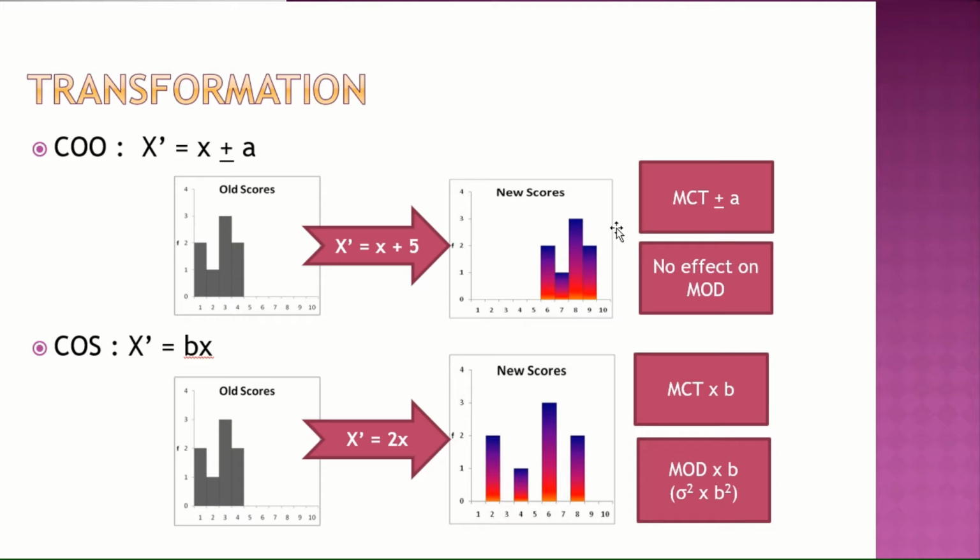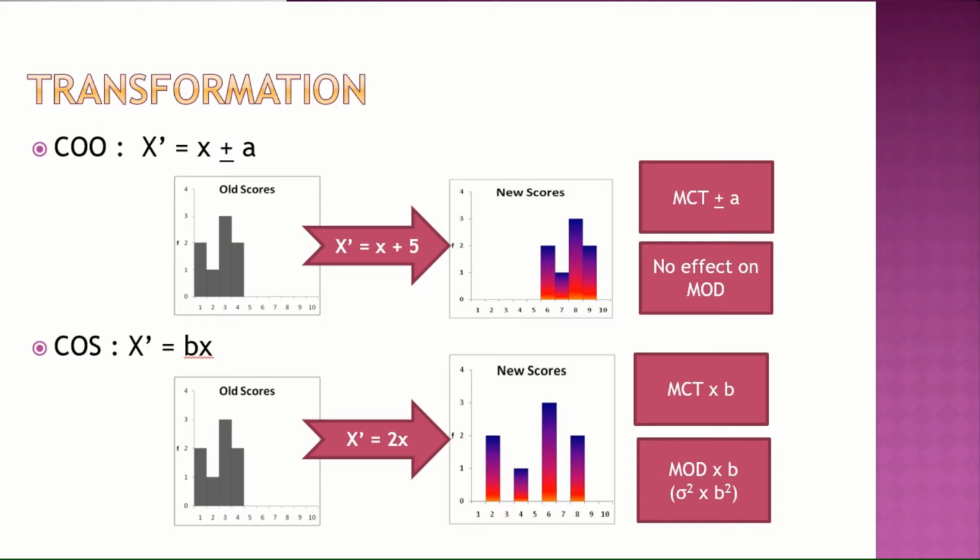But MOD, no effect. This is where students always go wrong. MOD is what? Range, interquartile range, standard deviation, and variance. When you plus and minus, no effect. I have already shown you here why no effect. Okay, then you have change of scale.